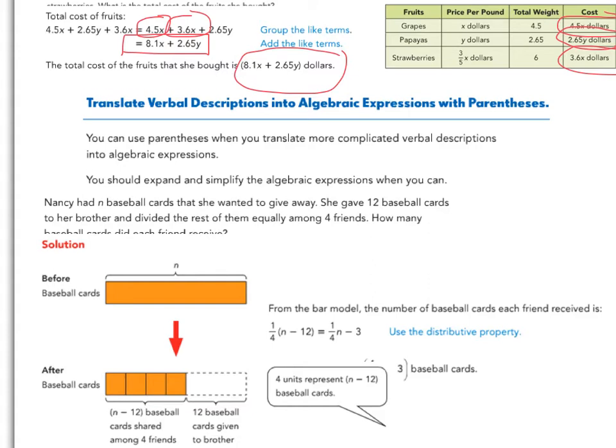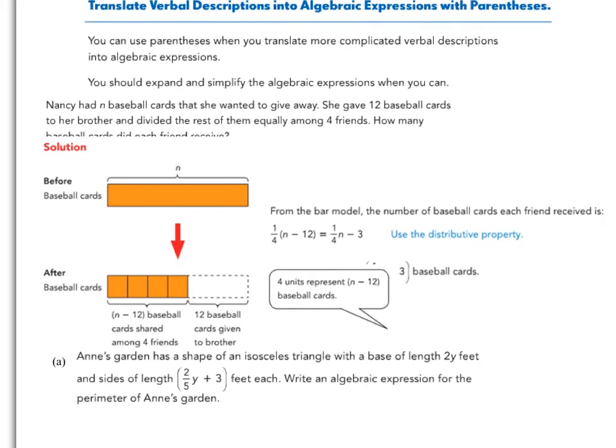Okay, so for this one, they're drawing a picture. So N is her baseball cards total. Then she's giving 12 to her brother. So they took a group and they just took it away. Say that's 12. You're going to take that away, so you're taking away 12, minus 12 cards. When you take the 12 cards away, she's dividing the rest equally into 4 parts. So what you're left with is N minus 12, and you're breaking that into 4 pieces.